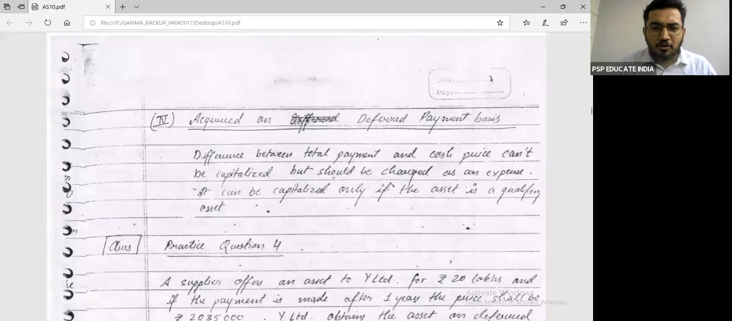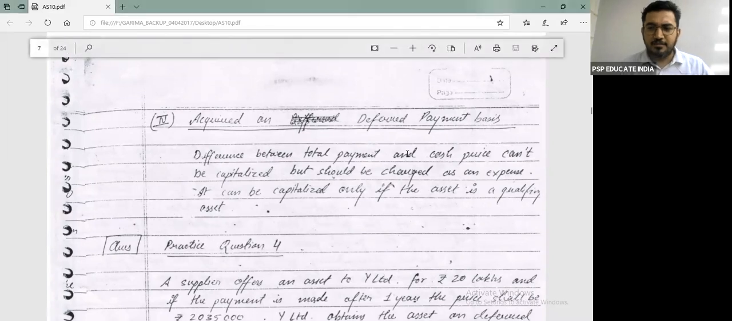Quickly on the chat box, 10 lakhs is the cash price. Deferred payment system, you will get it at 11 lakhs. How much is the amount that you will capitalize? Perfect, 10 lakhs. What about the difference 1 lakh? Where will that difference 1 lakh go? P&L. If this asset was a qualifying asset, what is the amount to be capitalized? 11 lakhs. Okay, excellent.